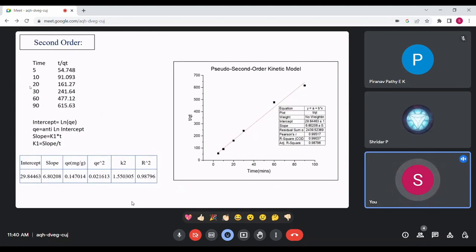Here we can see that the correlation coefficient R square value is 0.98796, which is nearby to 0.999. So here the criteria is accepted, and the process taking place is chemical adsorption, not physical adsorption.